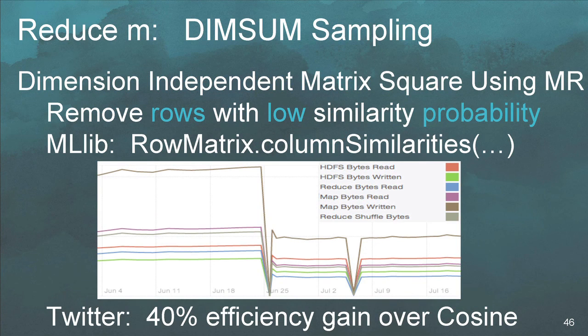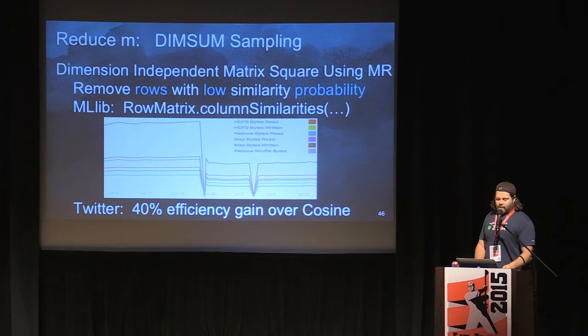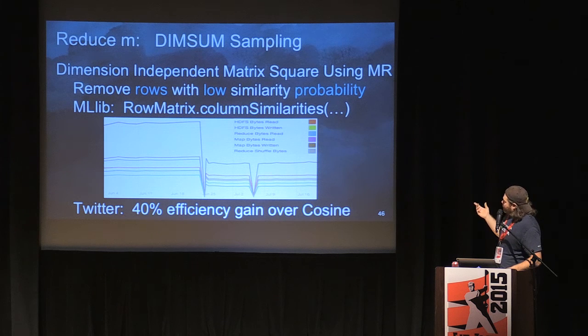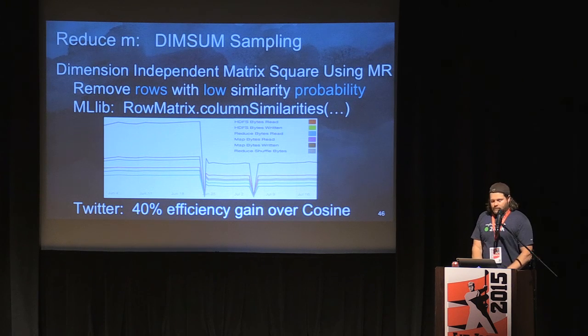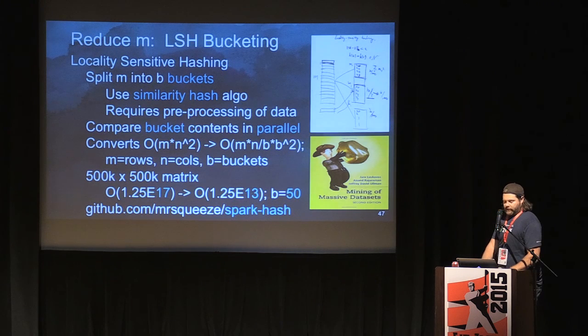So DIMSUM, which has a pretty funny name. This came out of Twitter and a guy from Stanford, and I'm sure a few others, but I know those two guys. What they were trying to do is figure out ad similarity to decide which ads to show you on the Twitter app. When they put this algorithm into place, they had a 40% efficiency gain over straight cosine similarity, which is where you use cosine to measure the angle between two points. So that's a way to reduce M.